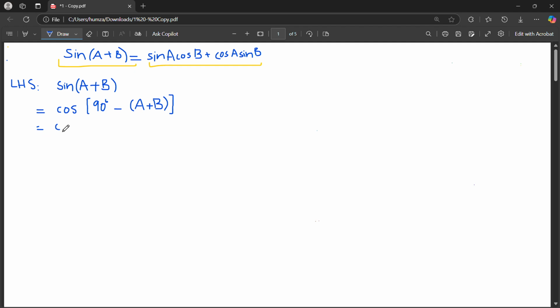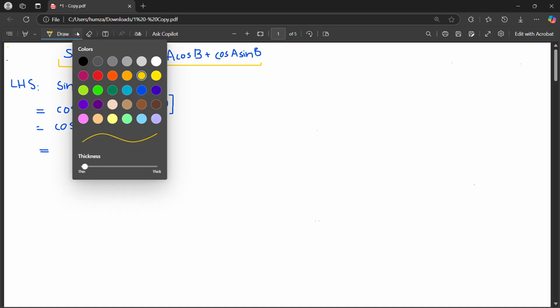and we will be left with cos(90° − A − B). Next step is to make the group. So we can group these two together now, using the rule cos(A − B), which will give you cos A cos B plus sin A sin B.